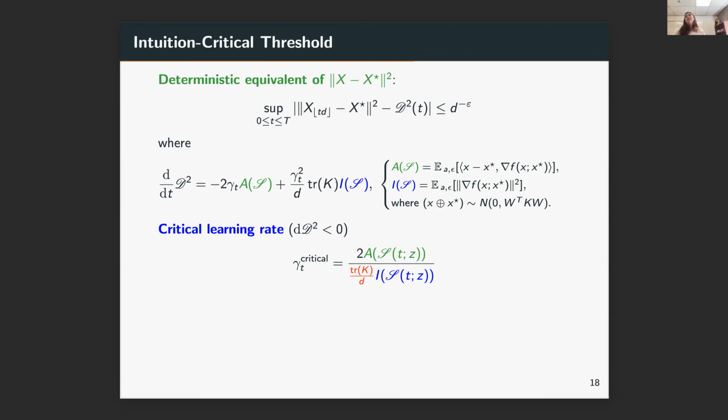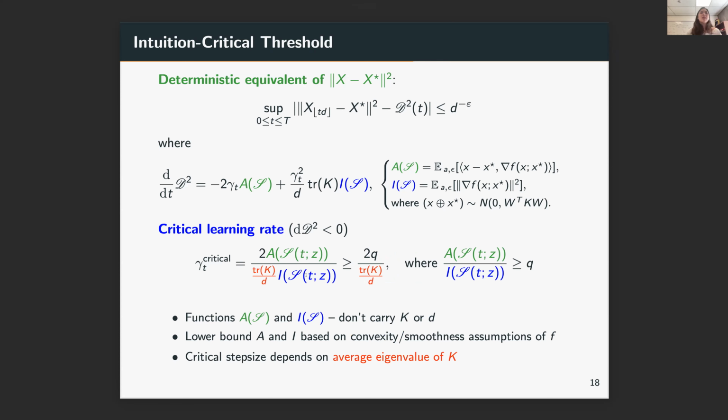So then you could say, well, if I want to make sure that I decrease at each iteration, I don't even need to solve this ODE. All I have to do is ensure the derivative of it is less than 0. And so you can then solve for gamma, the step size. And what you get is this term here.